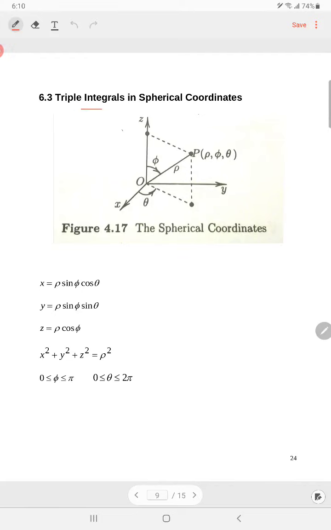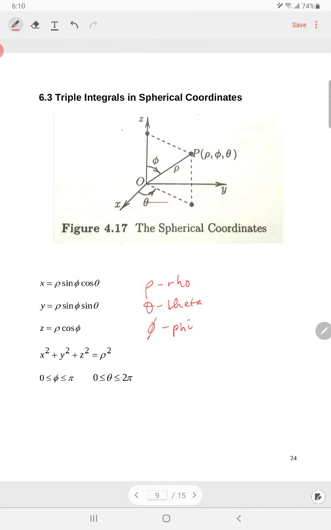Today's topic is on triple integrals in spherical coordinates, where the variables that we're going to use would be theta, rho, and phi. Okay, let me write that for you. This is called rho. This is theta. You're familiar with that. And this is called phi. Okay, now let's see how we measure rho, phi, and theta.